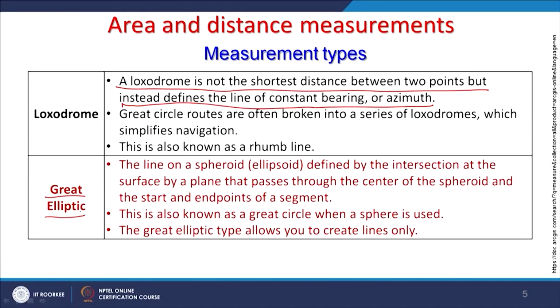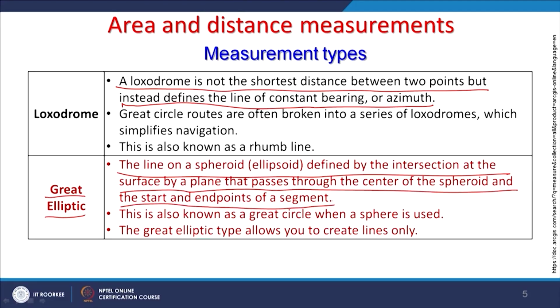So, like in this great elliptic, that is a line on a spheroid or ellipsoid defined by intersection at the surface by a plane that passes through the center of the spheroid and start and end points of the segment. That means you cannot just handle it like a 2D map. You have to take care about these things if the distances are very large. If distances are small, then the curvature of the earth will not play a very important role.